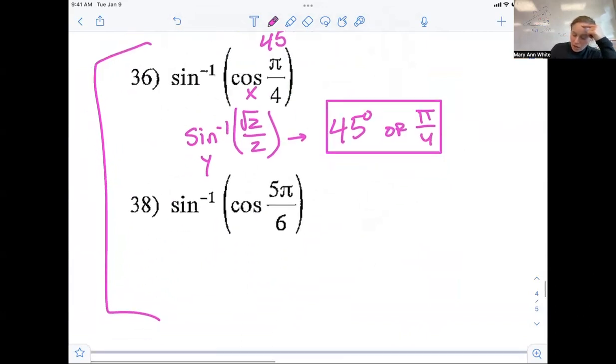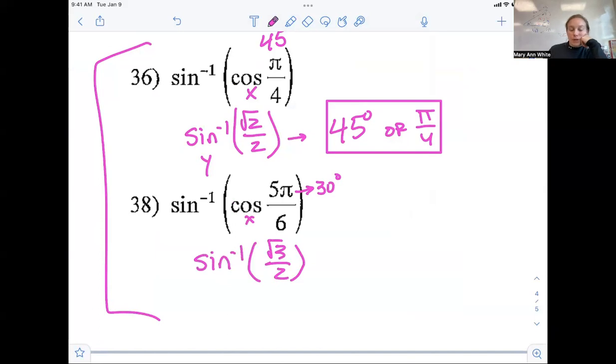All right, next one, I've got cosine of 5 pi over 6. That is a 30 degree angle, and my x at 30 is root 3 over 2. So now I'm going to do my inverse sine of root 3 over 2. That is my y, and my y is root 3 over 2 at 60. So 60 degrees or pi over 3.